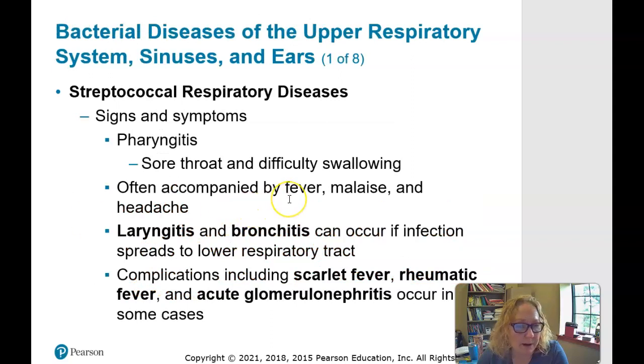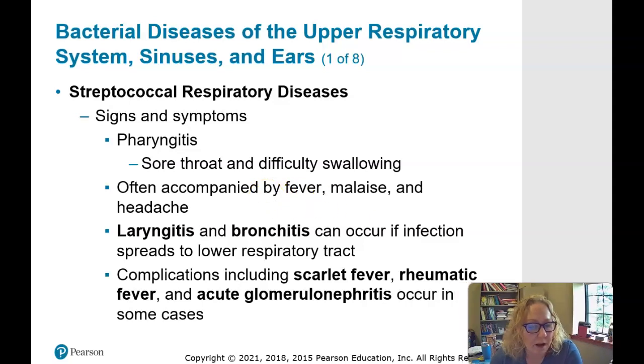Okay, let's talk about streptococcal respiratory diseases. Sore throats. This is pretty common, right? You've had a sore throat probably at least once in your life. Laryngitis, bronchitis, scarlet fever, rheumatic fever, all kinds of great streptococcal respiratory diseases, making you have a sore throat or strep throat.